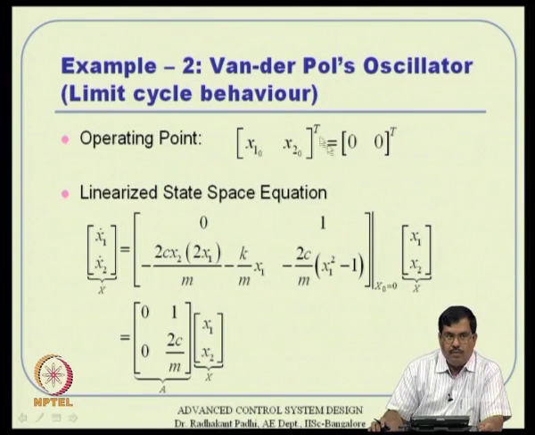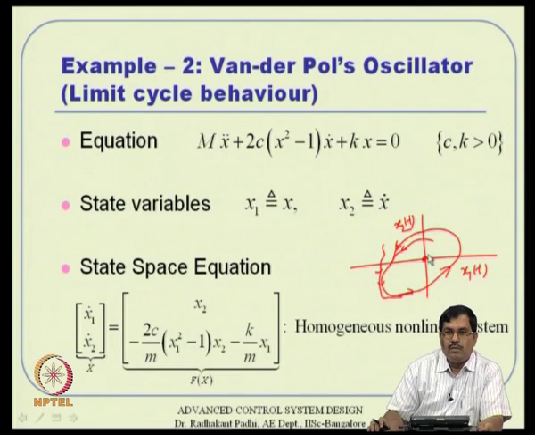So, what you are doing here, x1 is 0 and x2 is 0. These are 0, 0. That means this is the origin that you are talking about here. x1 is 0, x2 is 0 also.